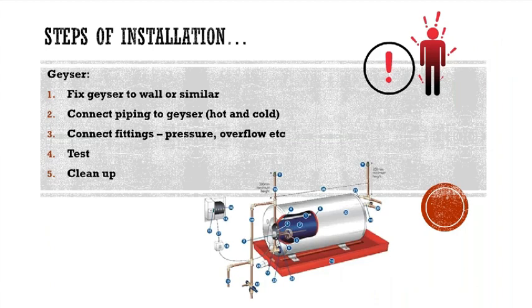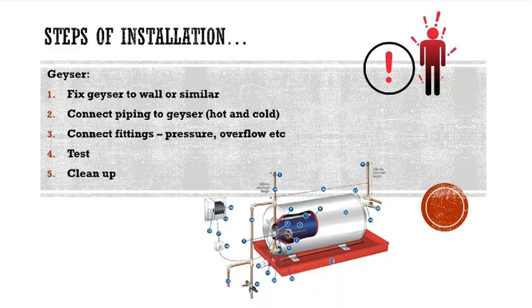Fixing the geyser to the wall or similar structure, connecting the piping, hot or cold, depending on what type of geyser you're installing, connecting all the fittings, your pressure valves, overflow valves, all of that. Then you might be installing the electricity, as we mentioned. Then you're going to test, and then you're going to actually clean up. Within these 5 steps, there could be multiple steps within each of them.